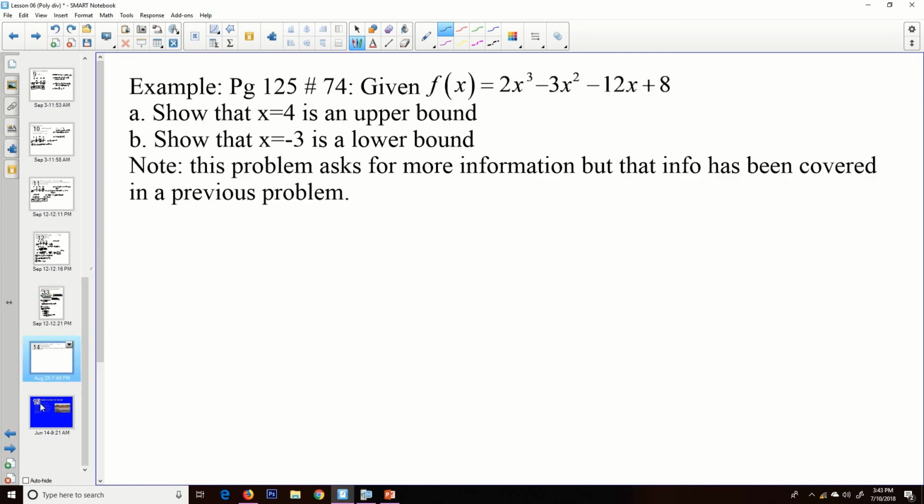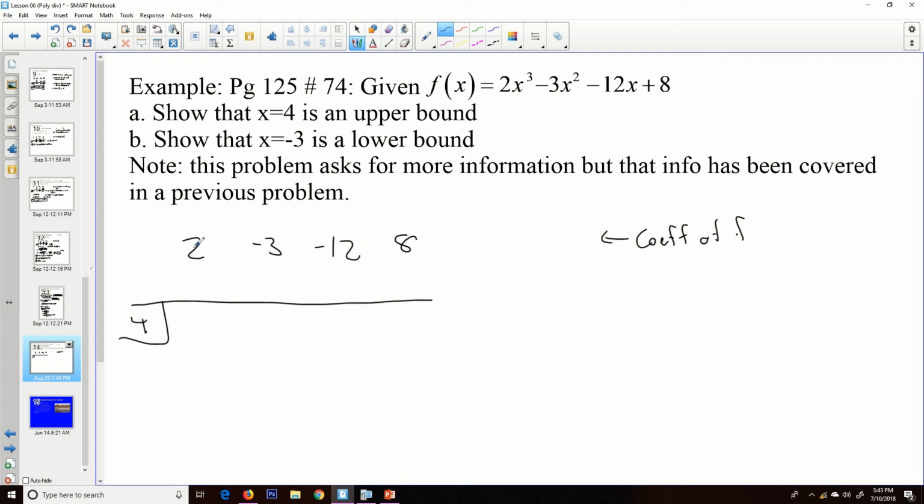All right, last one. Says, given that f of x is that thing, show that x equals 4 as an upper bound, and that's going to be a possible 0, and we know that it's a possible 0 because it divides 8. Negative 3 is not a possible rational 0, but we can still show that it's a lower bound, a value that we wouldn't check. And so I'm going to start with the coefficients of f, and so I've got 2, I've got negative 3, negative 12, and then 8.